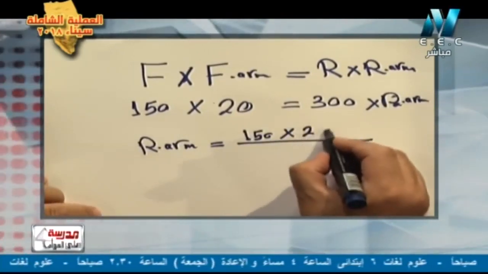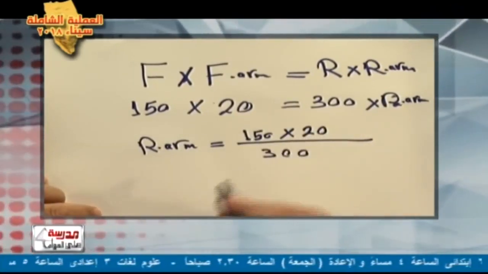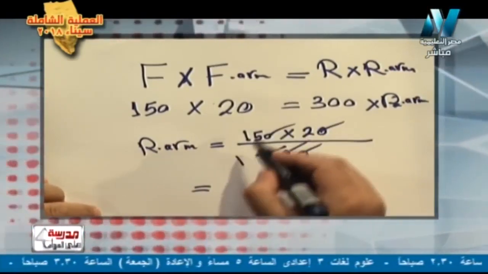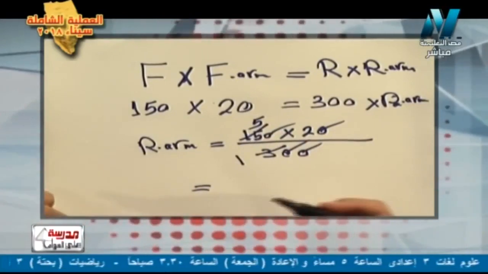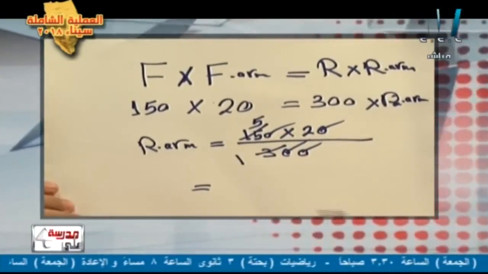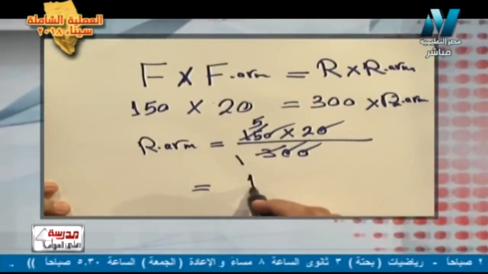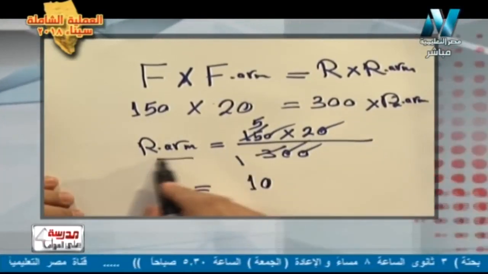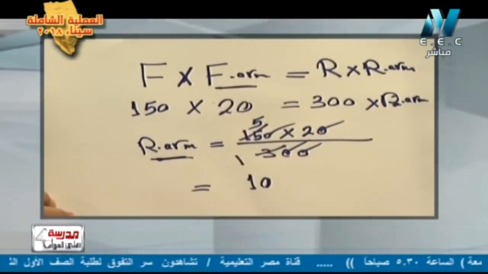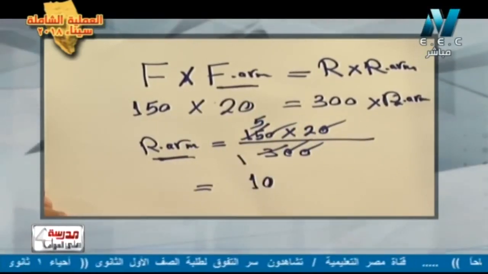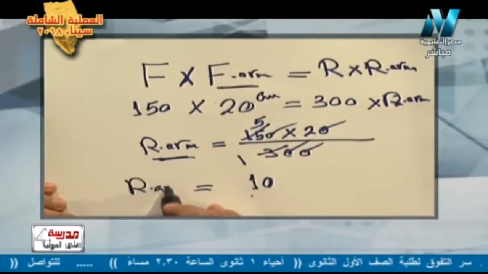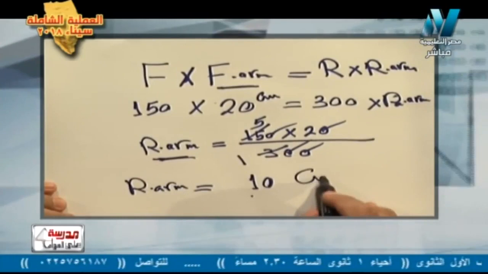Resistance arm will be 150 by 20 divided by 300. The two zeros cancel with the two zeros, 3 divided by 3 equals 1, and 15 divided by 3 equals 5. Of course I know that your generation uses a calculator, but personally I don't like to use it much. So 5 by 2 equals 10. 10 what? The resistance arm has the same unit as the effort force arm. The effort force arm in the problem was 20 centimeter, so the resistance arm will also be 10 centimeter.